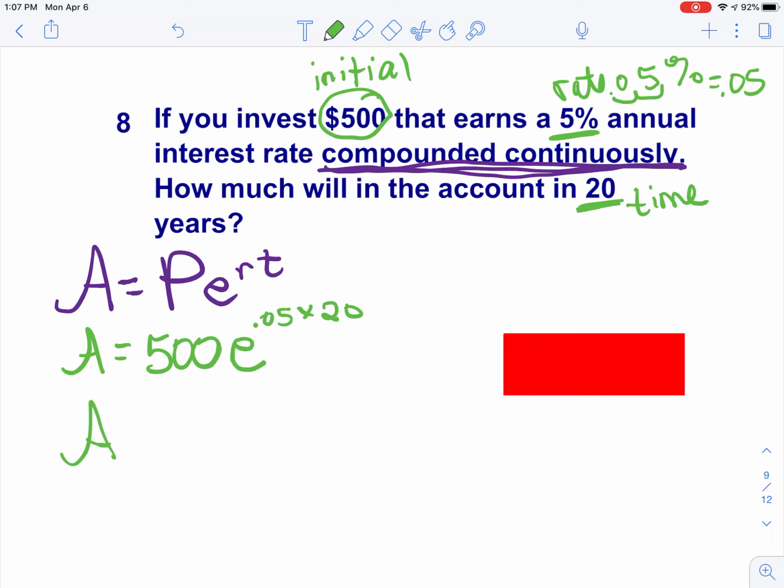Put this whole thing in your calculator at once. You know your E button is on the left-hand side of your calculator. It's going to be second, and that LN that's on your graphing calculator. And so on this problem, you should get $1,359.14. Don't forget, 2 decimal places when it comes to money. Always, always, always.